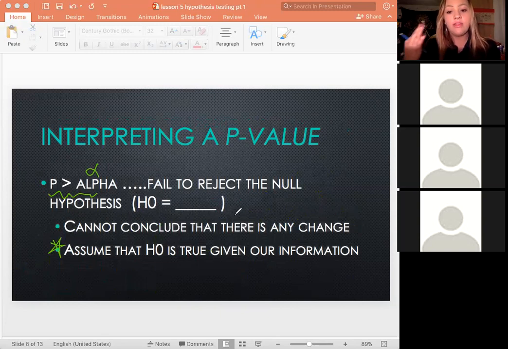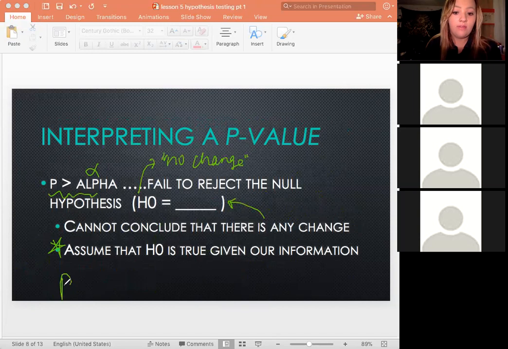So we're assuming that the null is true, given the information we have. If our p-value is greater than alpha, there is a large chance that it was due to random sampling error, that there wasn't actually a change in the population. So that means that we can't conclude that there's any change, which is why we're going to fail to reject and keep this assumption that the null is true. And remember, the null is saying that there's no change. So that is how we get that.